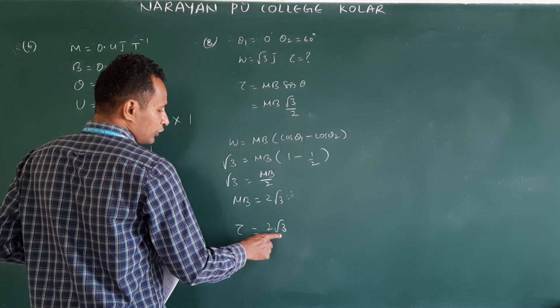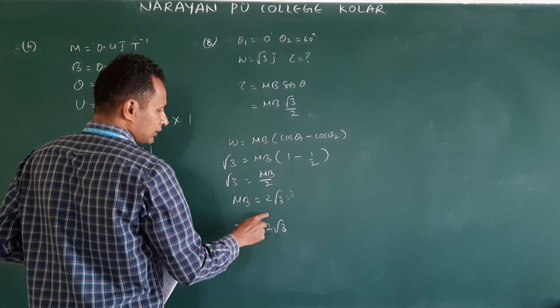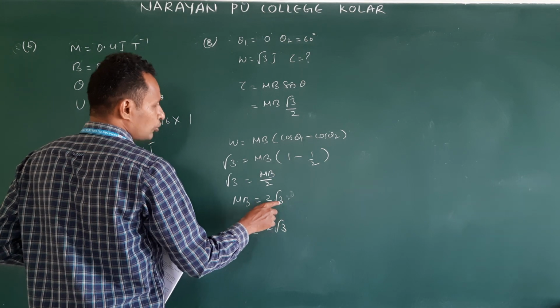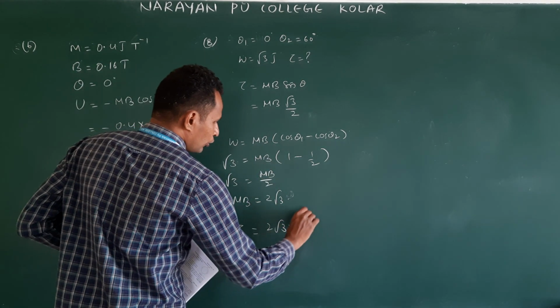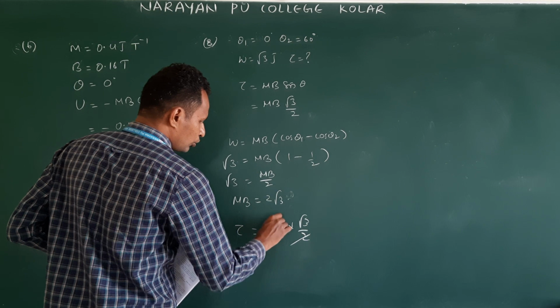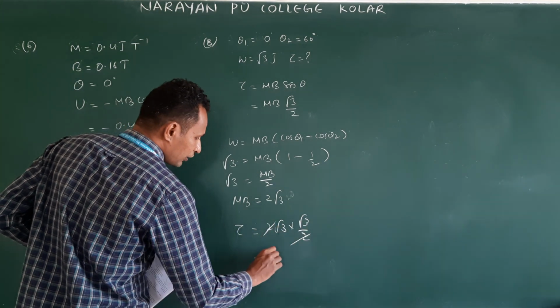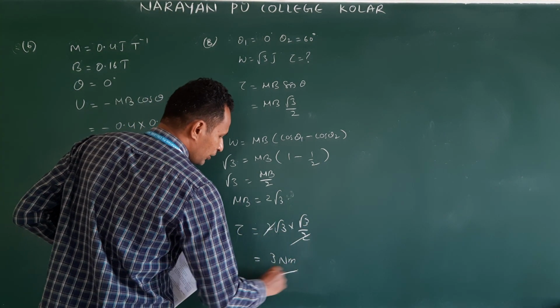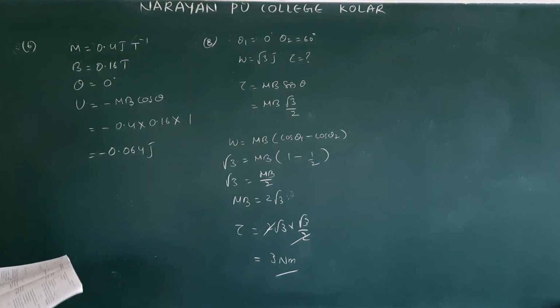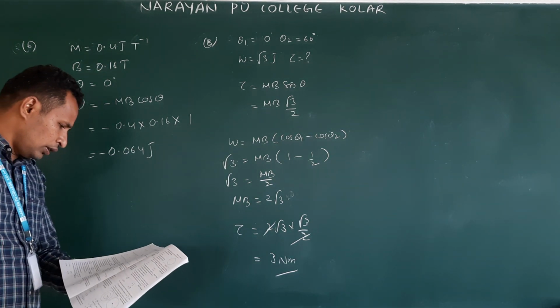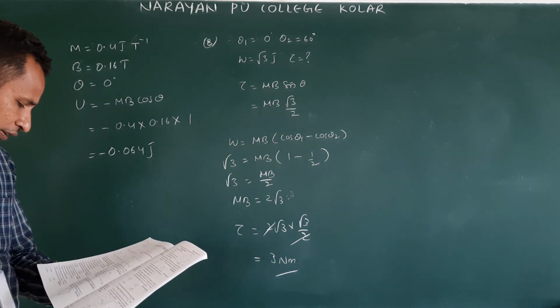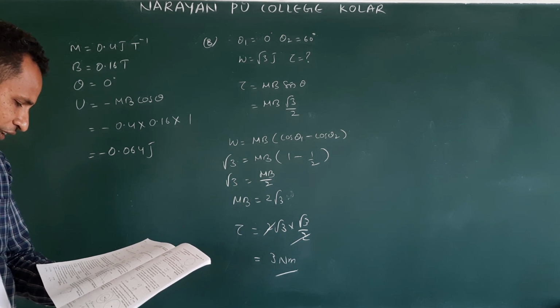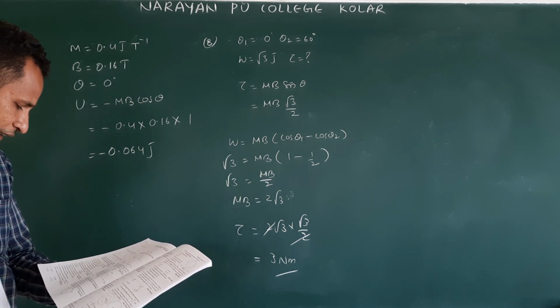Why did I write 2 root 3 in the mB place? What is mB? 2 root 3. So torque is 2 root 3 into root 3 by 2. The 2 cancels, root 3 into root 3 gives 3 Newton meter. Clear? Next, questions 10, 11, 12 are related to electromagnetic induction.